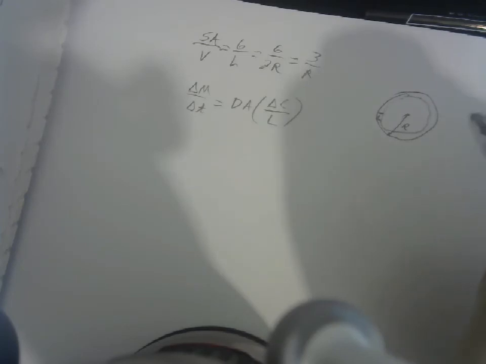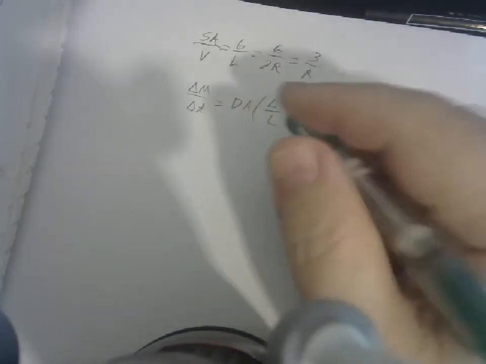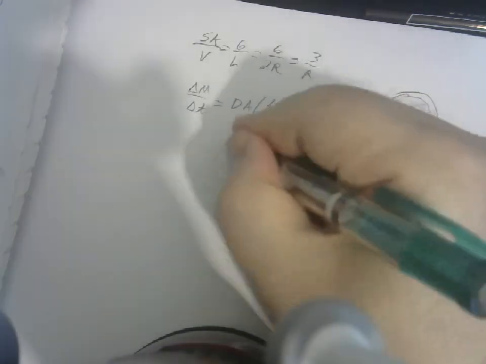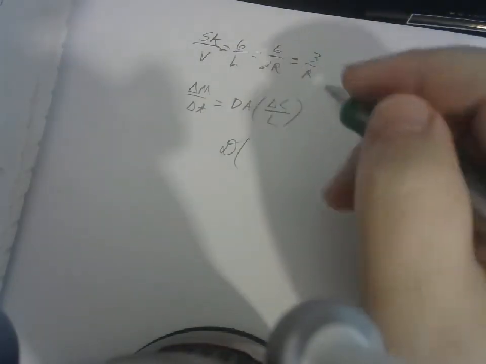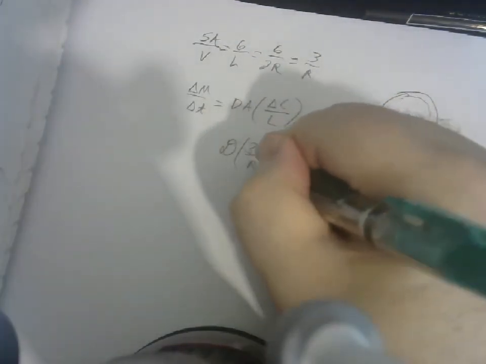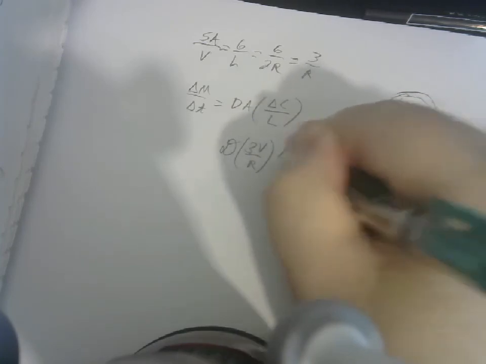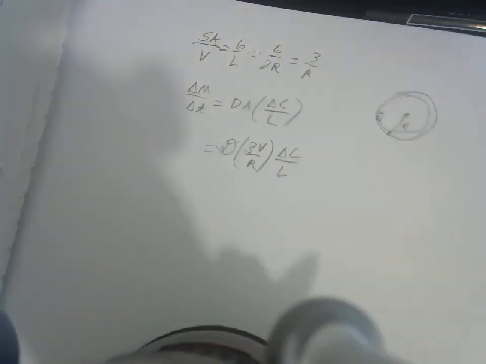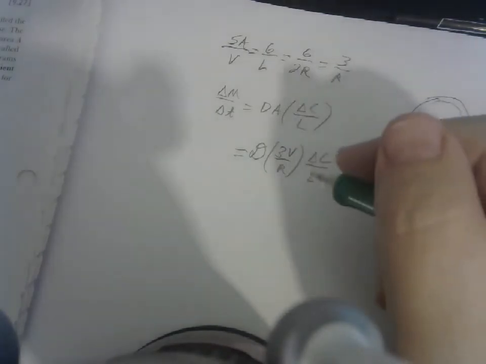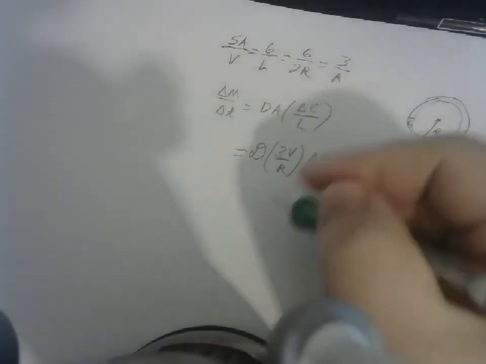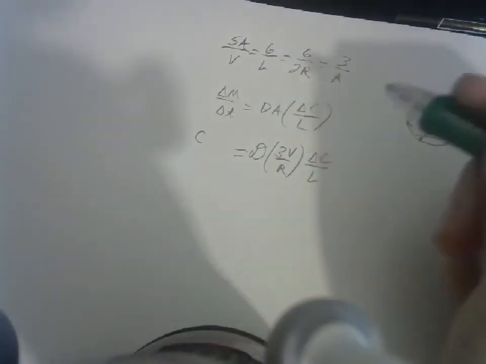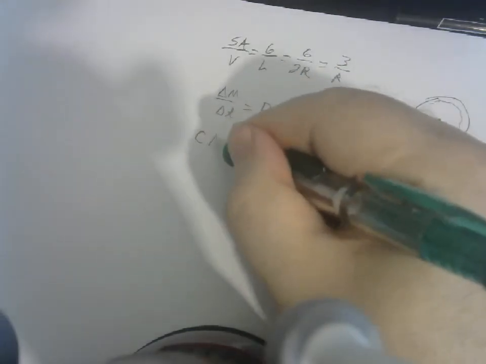Now I'm going to basically just replace A, diffusion rate, this is the surface area of the entire cell, so it's going to be 3V over R times delta C over L. And I'm going to replace delta M with a density times a volume, which in this case is the current concentration times the change in volume. And that's going to be divided by delta T.